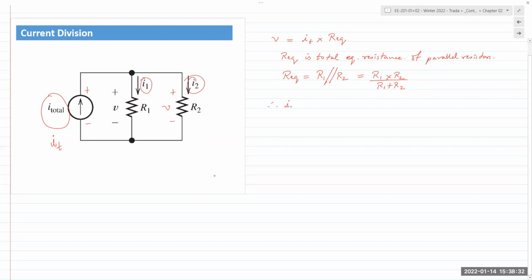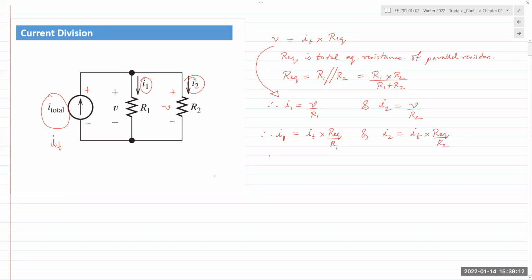So from Ohm's law, I can say I1 is equal to V over R1, and I2 is V over R2. I plug in V, or substitute V from the above equation, and I can get I1 is IT times Req over R1, and I2 is IT times Req over R2.